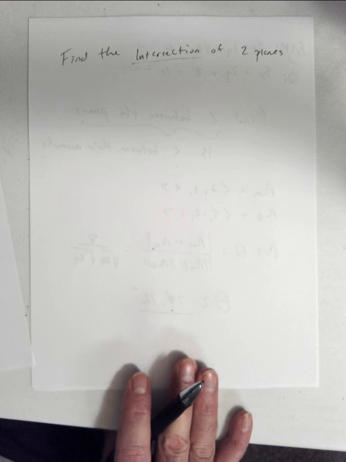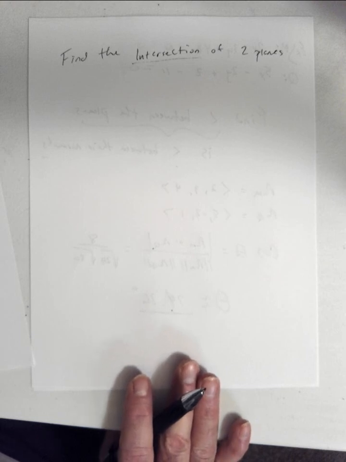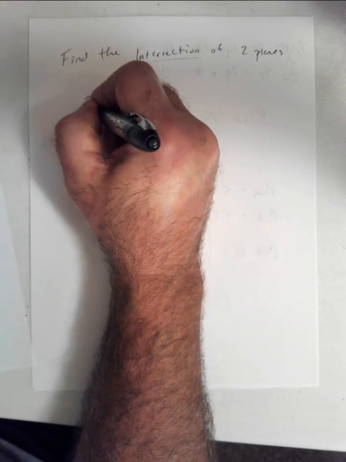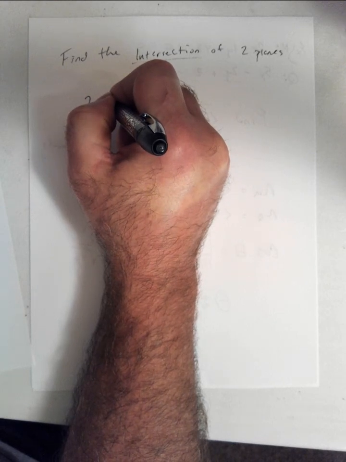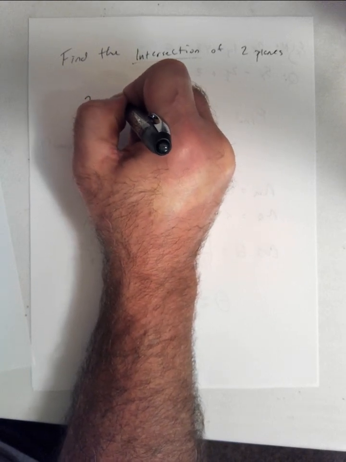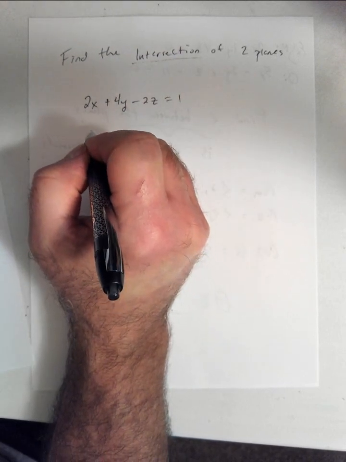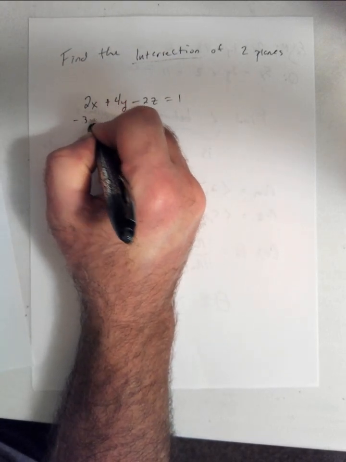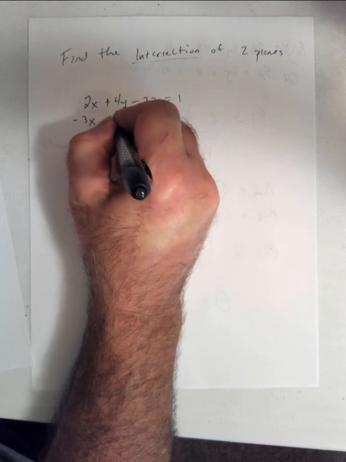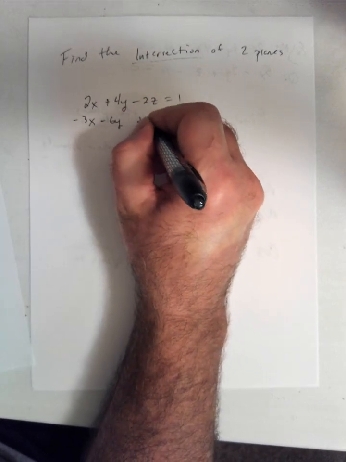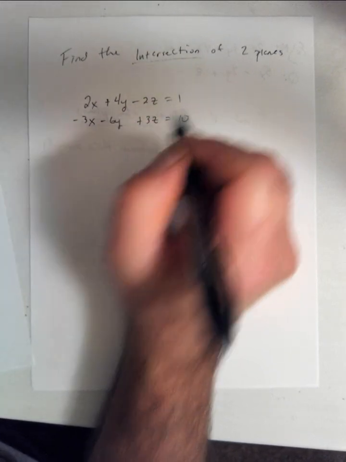So, that being said, I'm going to go ahead and grab example 50 from the book. So let's say we have 2x plus 4y minus 2z is equal to 1, and negative 3x minus 6y plus 3z is equal to 10. So again, we've got two plane equations.